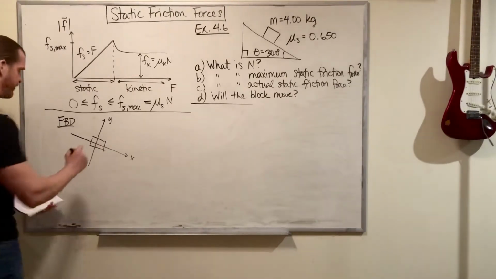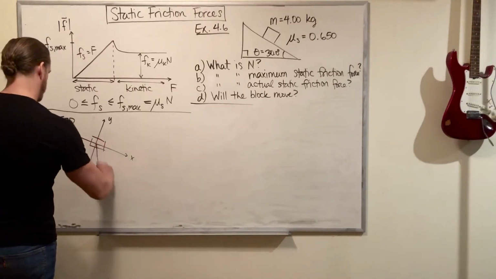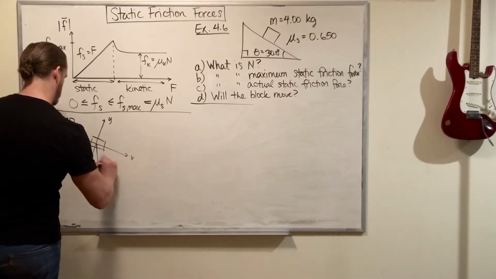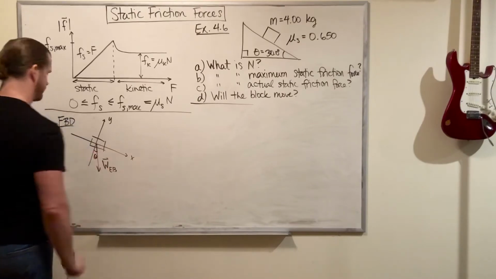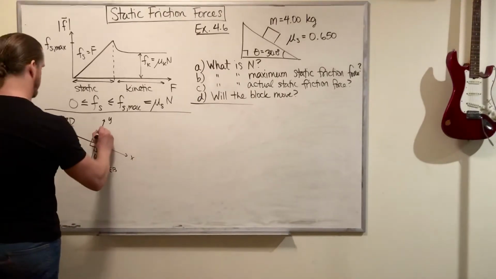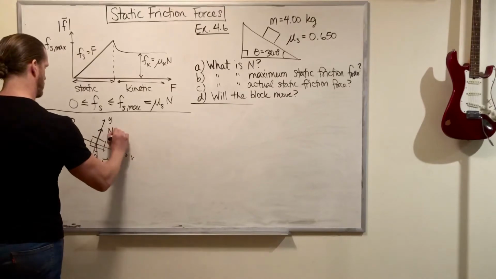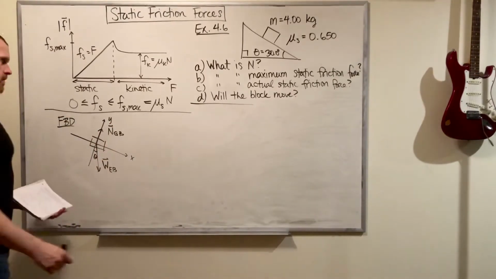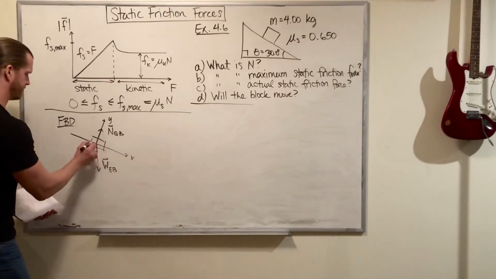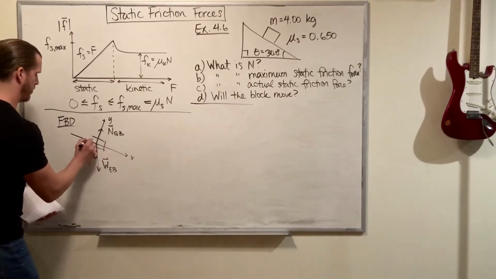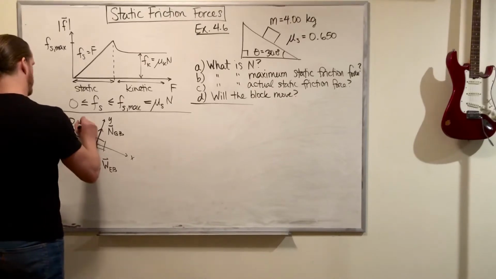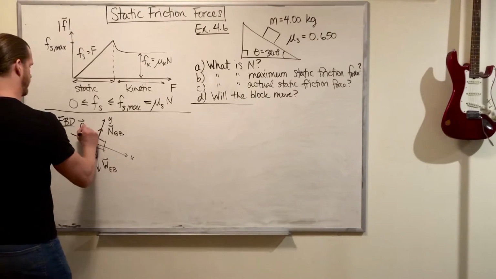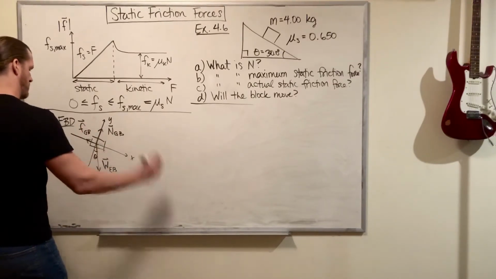I get several forces. There's gravity that points straight down. There's our angle. We've got the normal force of the ground on the block. And the friction force opposes the direction of motion or of the intended motion, and that is the friction force of the ground on the block.